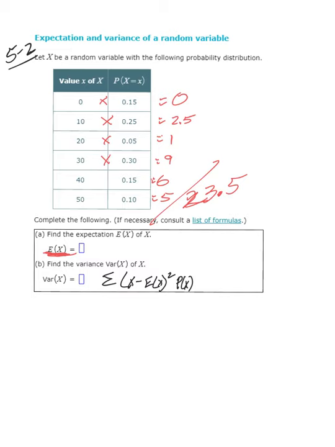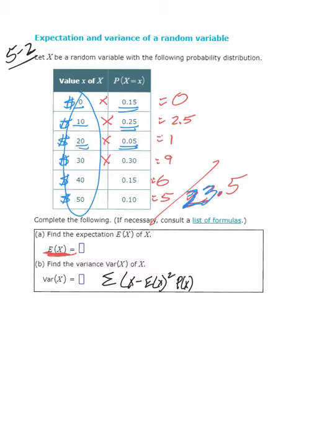So let me give you an idea what that number means here. So let's just say all of these values were representing money. Okay. So let's say I'm playing the lottery, and 15% of the time I'm going to win 0. 25% of the time I'm going to win $10. 5% of the time I'm going to win $20, etc.